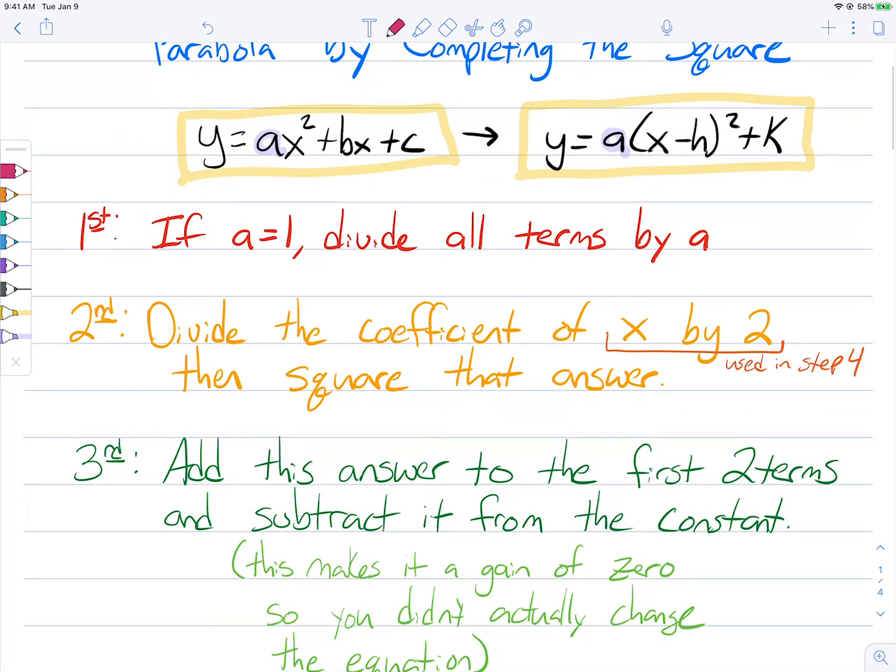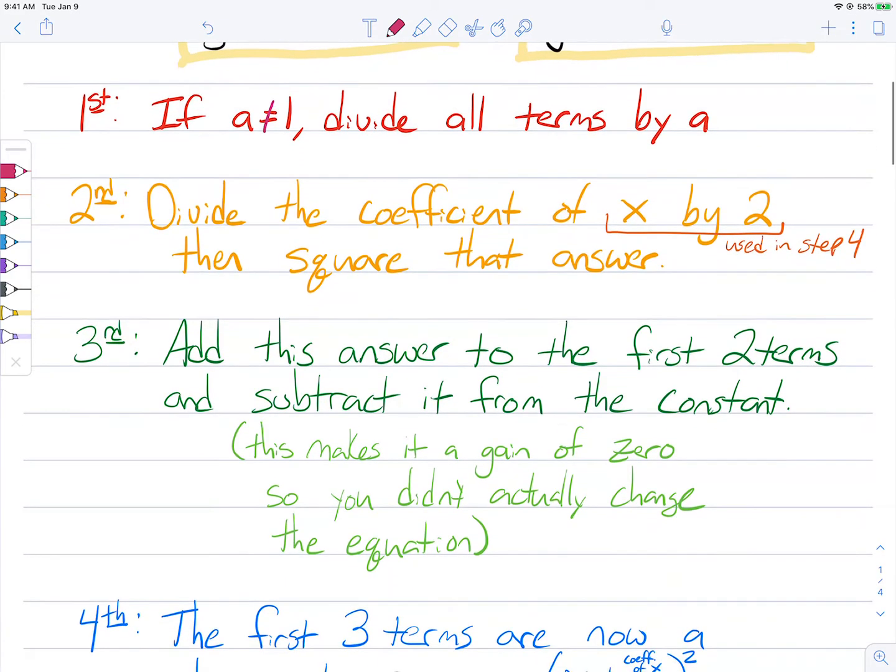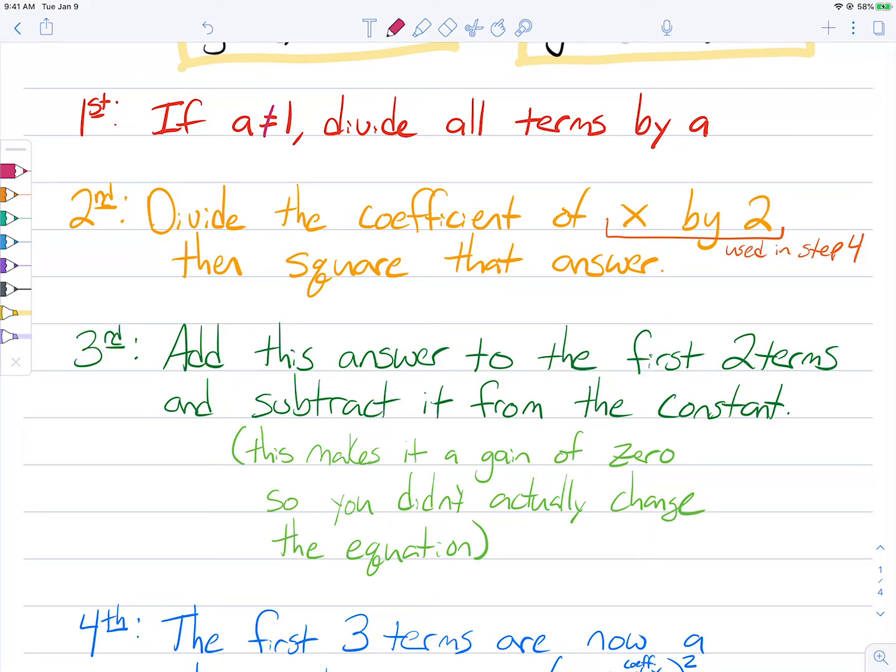So step 1, if a does not equal 1, divide all terms by a. I will explain this more as we get into some of these problems. Step 2, divide the coefficient of x by 2, then square that number. That should sound familiar because this is what we did when we completed the square. There's just a couple of extra steps around it when we're dealing with an entire equation.